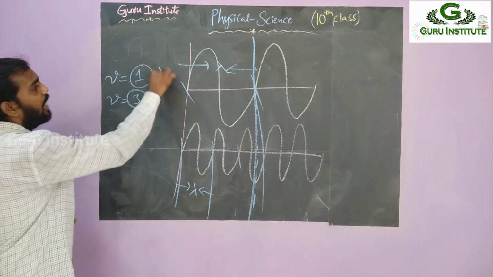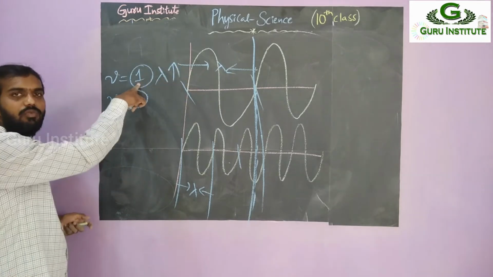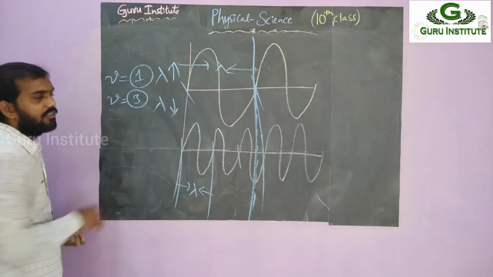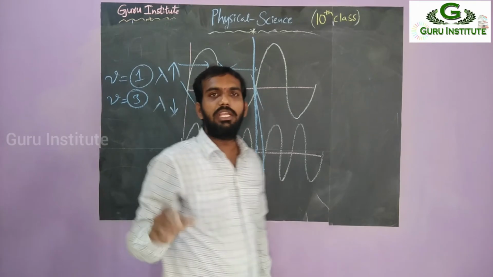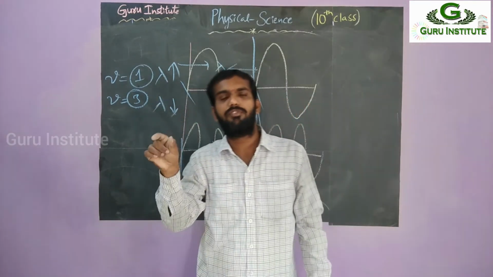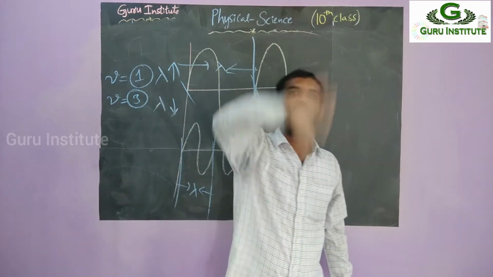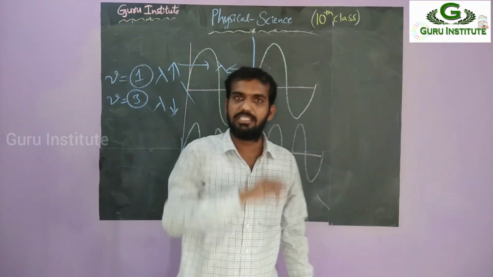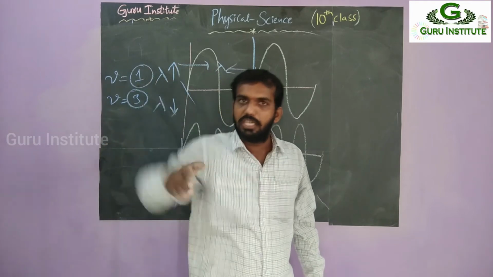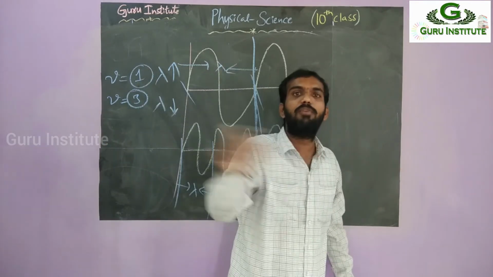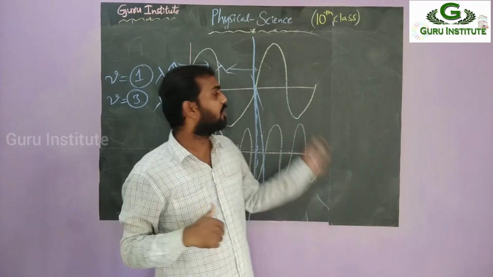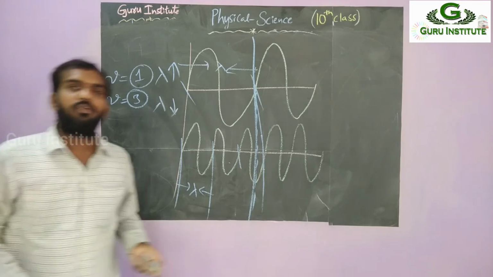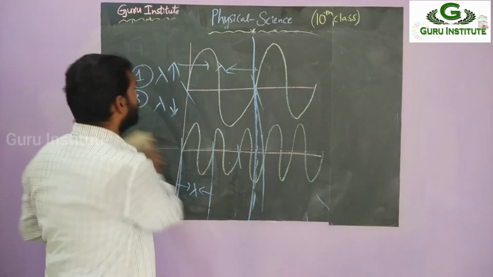So in the first one, lambda is more and waves are 1, that means frequency is 1. In the second one, lambda is less and frequency is more. If the wavelength is more, it can travel more distance, but its number of vibrations is less, that means frequency is less. If the length of the wave is small, it can travel less distance, but it makes more vibrations. So from this, what can we conclude? Lambda and frequency are inversely proportional to each other.